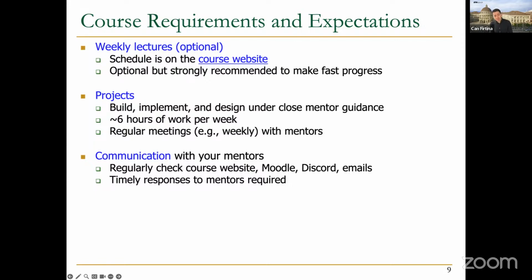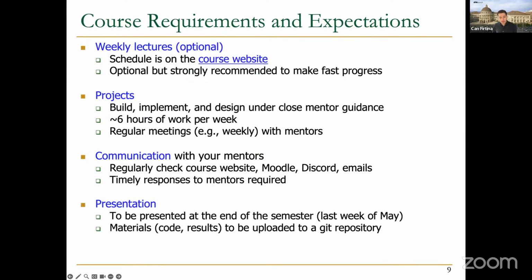So what is really important is essentially the communication with your mentors. You should regularly check the course website and also Moodle, Discord, and the emails. Our instant communication channel is usually Discord, but you're free to choose anything with your mentor, so you just need to discuss it with your mentor. Also, we expect you to give timely responses to mentors.